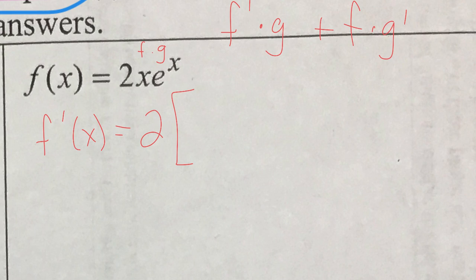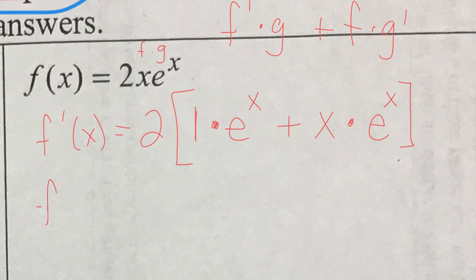Okay, so the derivative of x is 1 times our g function, which is e to the x, plus our f function, which is x, times the derivative of e to the x, which is itself, so e to the x, times, of course, 1 using the chain rule, right? We have to multiply by the derivative of your power, but the derivative of your power is just 1, so we don't actually have to multiply it.